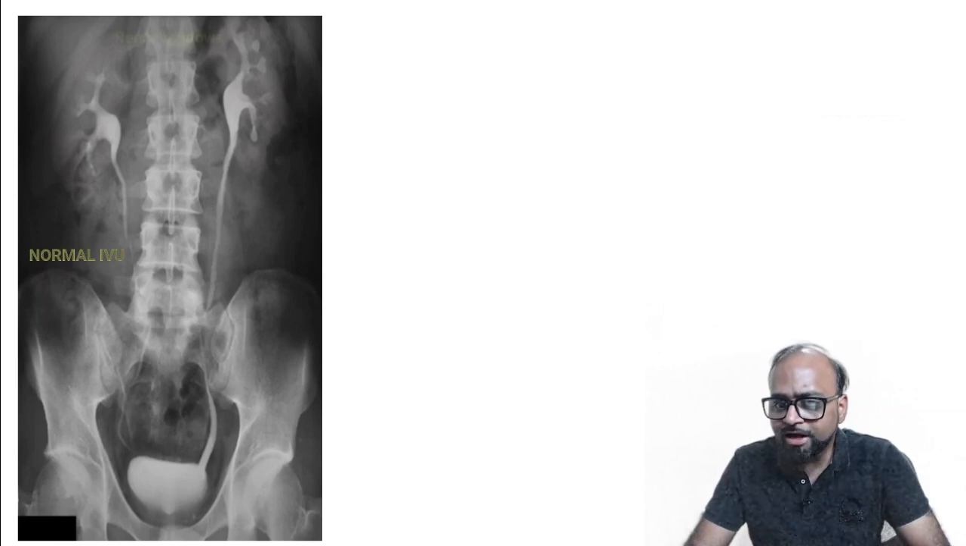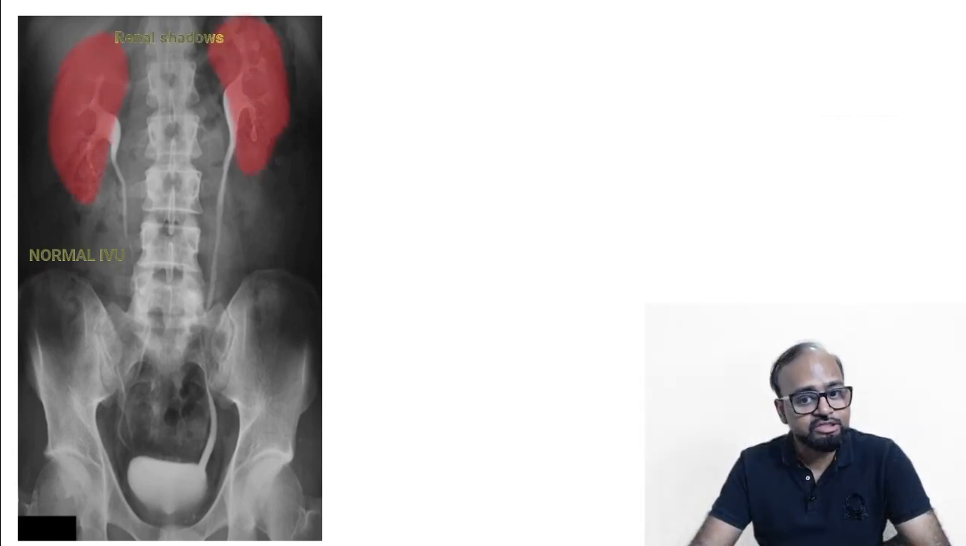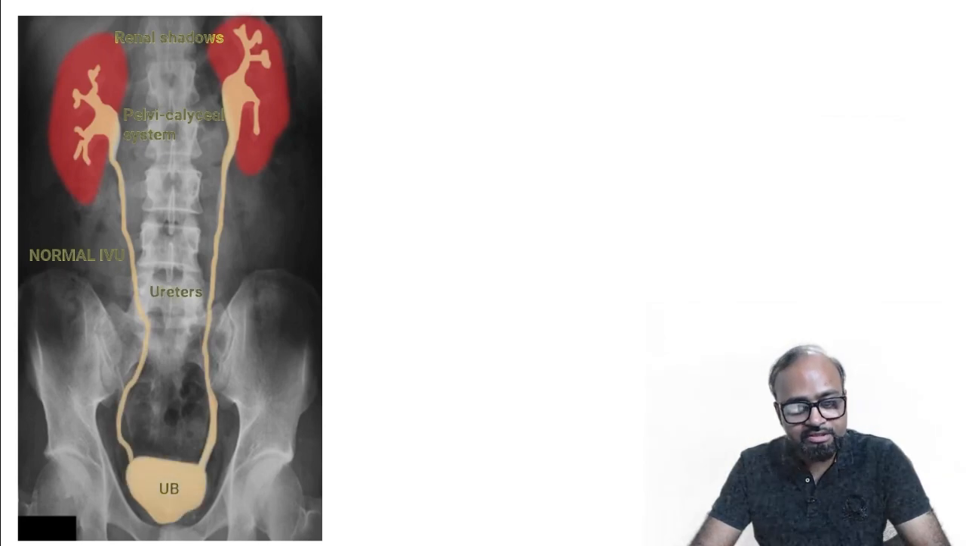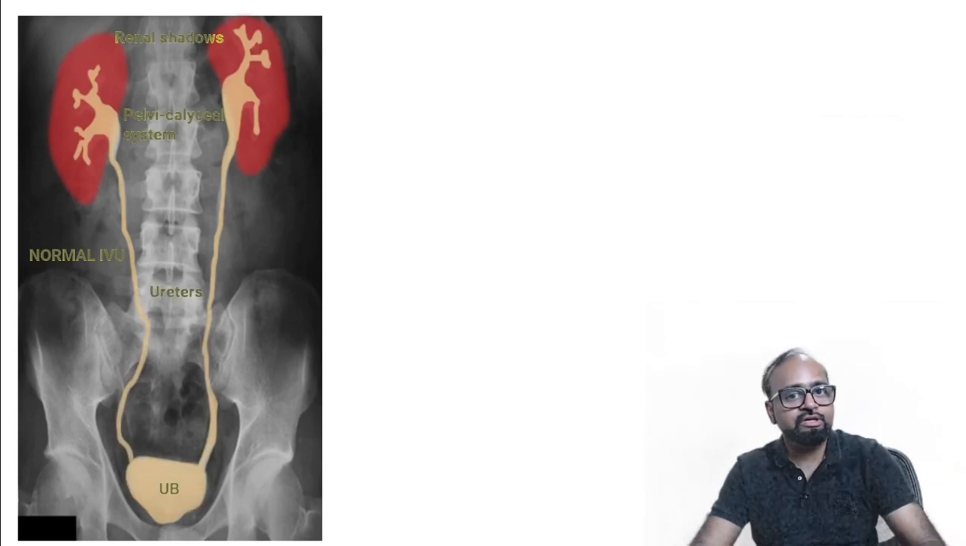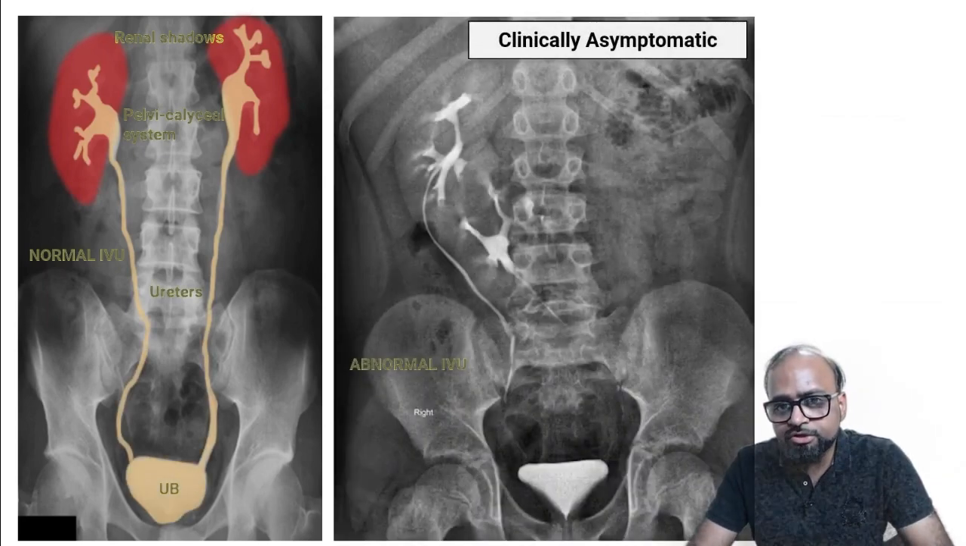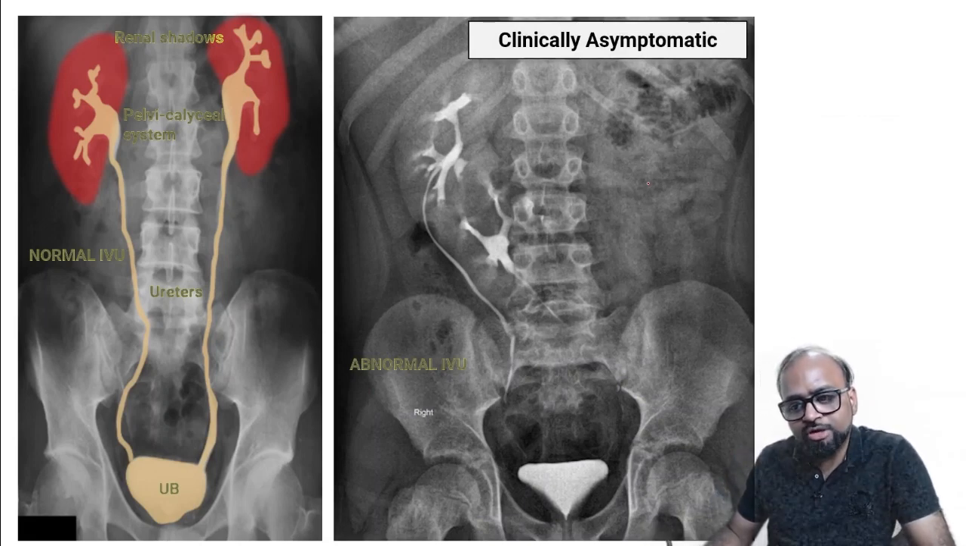Now look at this normal IVU. Look at the graphics there. Can you see magic view graphics there? These are the renal shadows. These are the pelvicalyceal systems and the urinary bladder. That is how the kidneys look like. Do you notice something strange here? What is strange here is that the left kidney is not visualized in the left renal fossa.